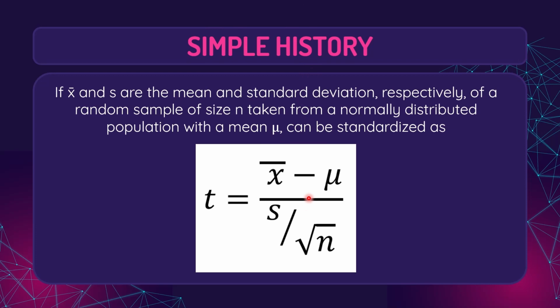Note that the number of degrees of freedom is 1 less than the sample size. So if the sample size n is 25, the number of degrees of freedom will be 24. Kasi nga, degrees of freedom is n minus 1. Similarly, a t-distribution having 16 degrees of freedom has a sample size of 17.